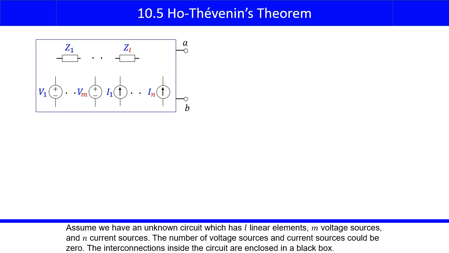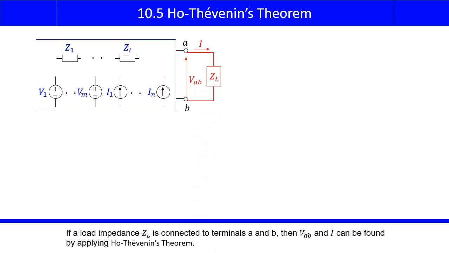Assume we have an unknown circuit which has L linear elements, M voltage sources, and N current sources. The number of voltage sources and current sources could be 0. The interconnections inside the circuit are enclosed in a black box. If a load impedance ZL is connected to terminals A and B, then VAB and I can be found by applying Ho-Thevenin's theorem.